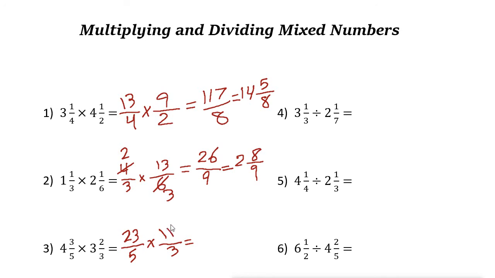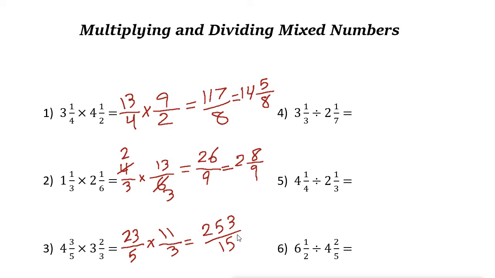Now, you just need to multiply these two. If you multiply 23 by 11, just use your calculator, the answer is 253. 253 is the numerator, and the denominator is 5 times 3, which is 15.